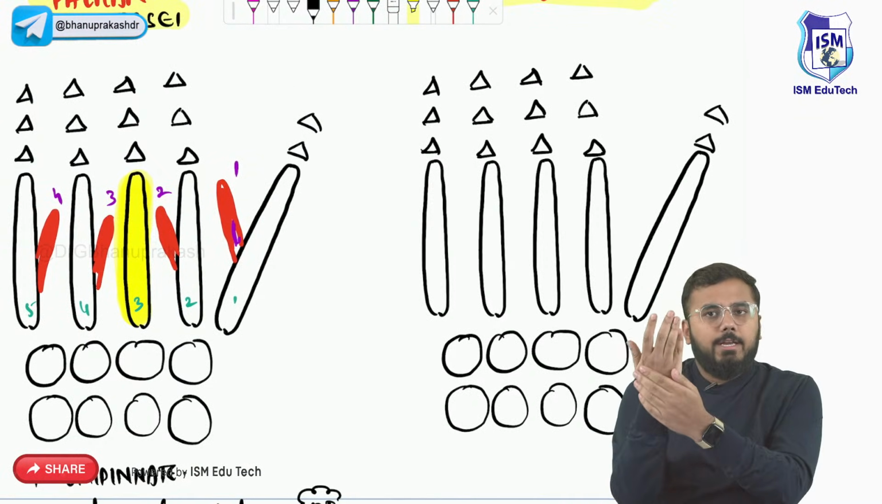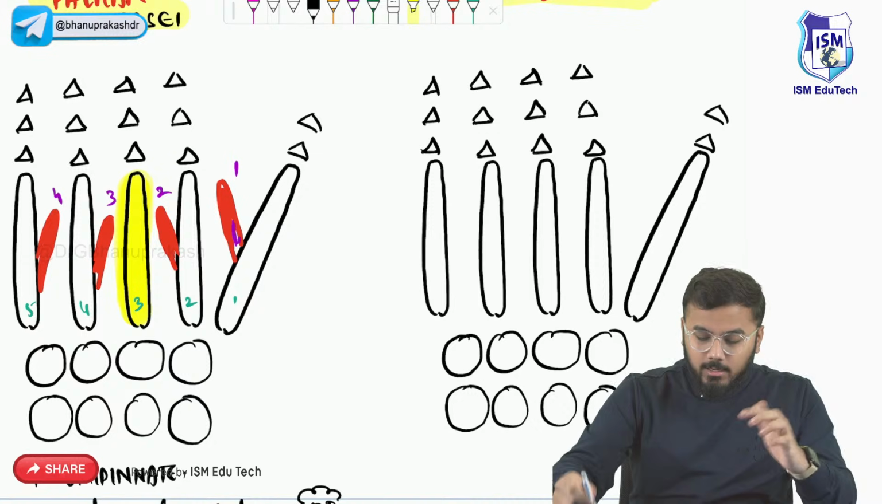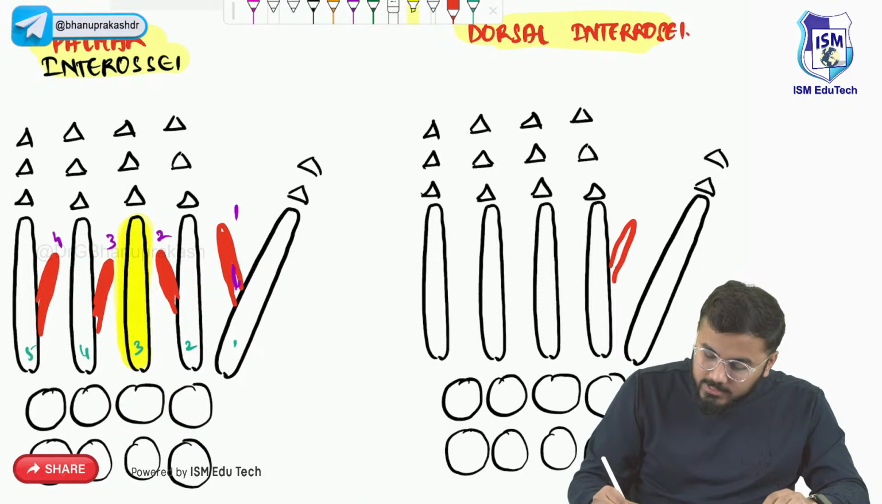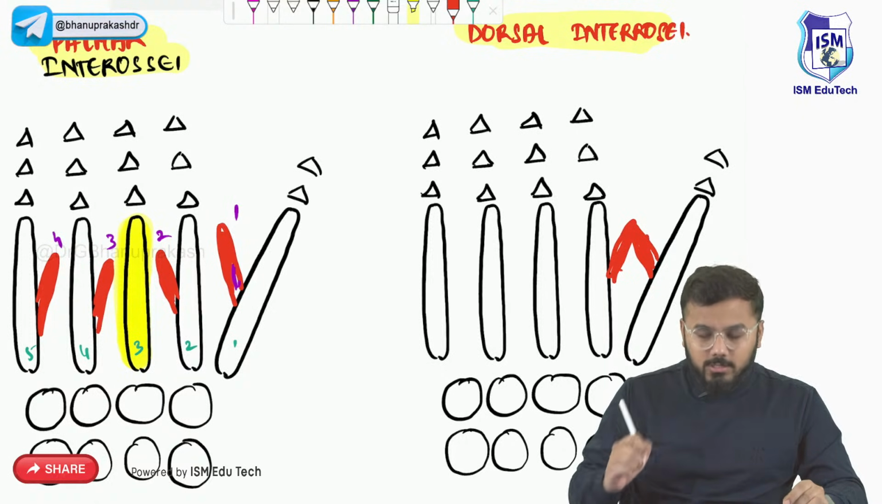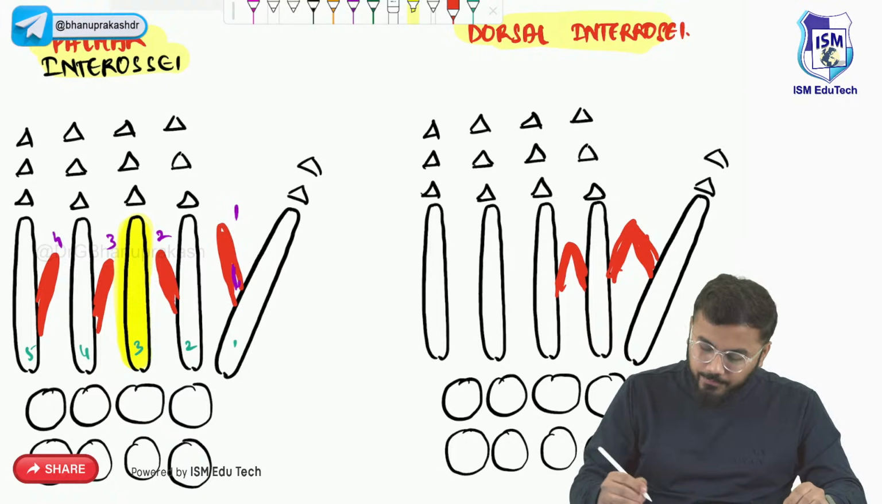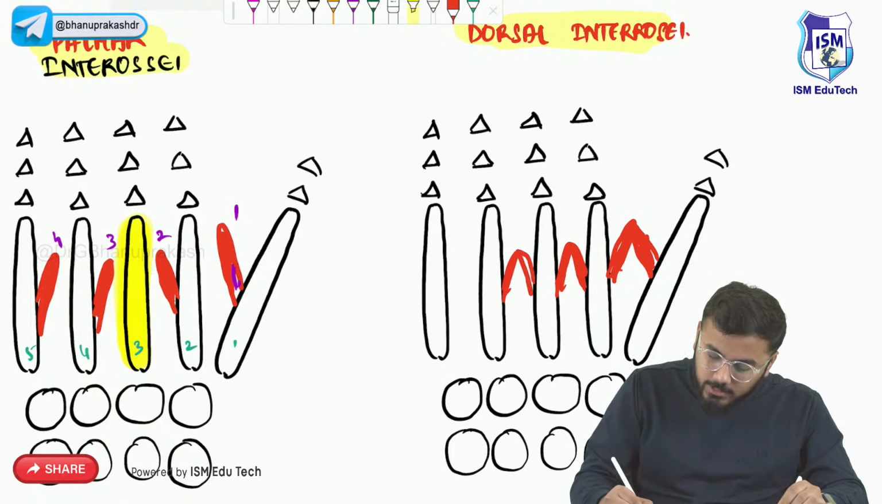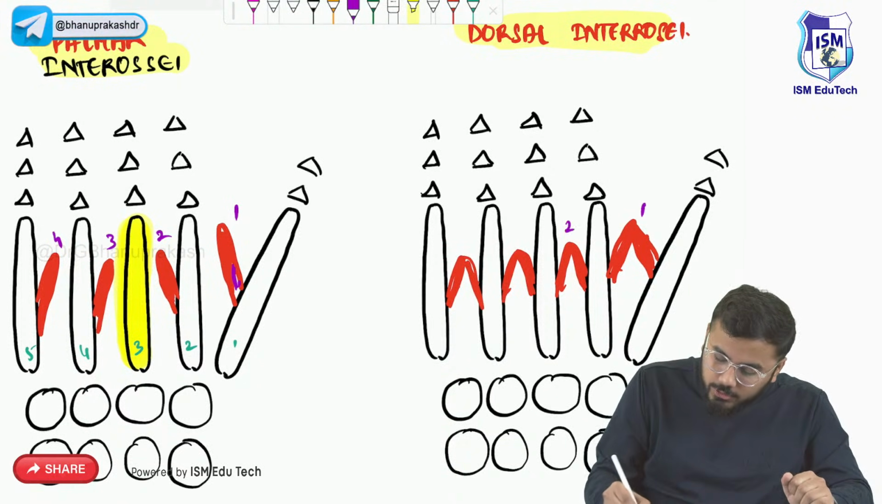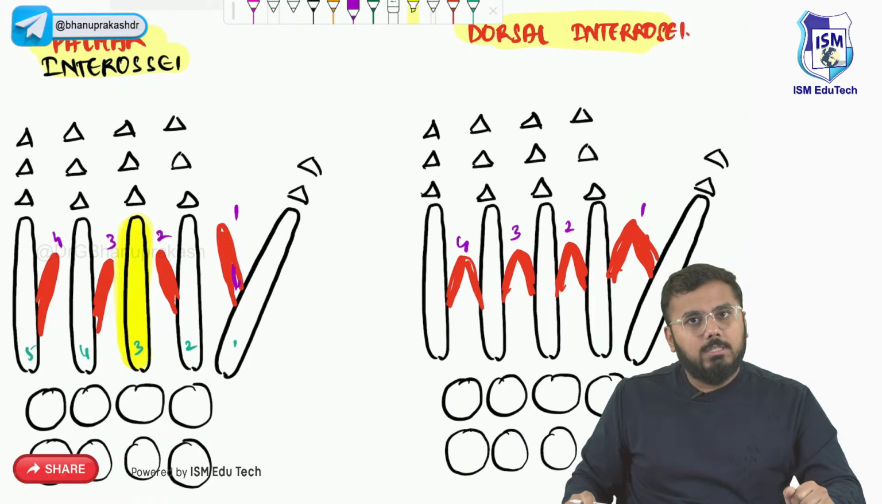Now look at the dorsal interossei. Dorsal interossei are located here again between the metacarpals only. Now look how they are located here. This is the first dorsal interossei. This is the second dorsal interossei. This is the third dorsal interossei. And this is the fourth dorsal interossei. So again, how many? 1, 2, 3 and 4 dorsal interossei.